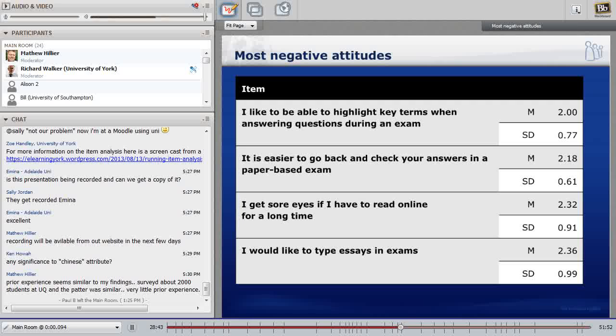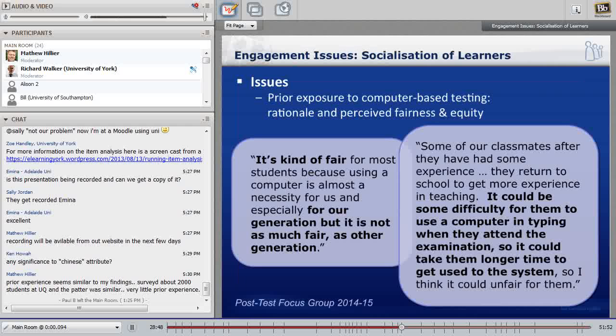Thinking about what the actual issues were in greater depth, as some of you have highlighted in the chat discussion, socialization was very much a key issue for us. This was because even though some students did have experience of computer-based testing, this was very limited and in very different contexts. The students that had experience had it in the IELTS, the English language teaching examination. So really, in terms of socialization, what I'm talking about is generally gaining the students' acceptance of the examination.